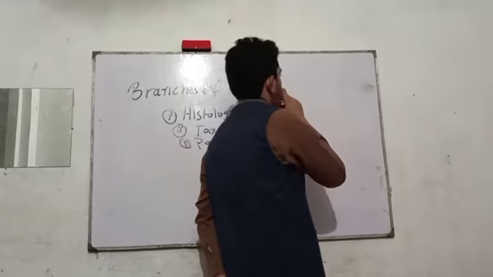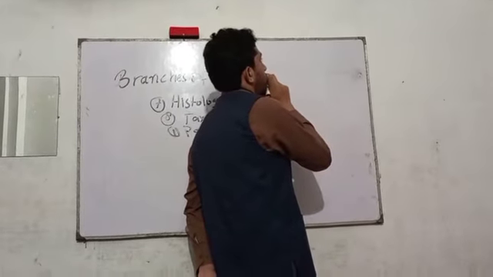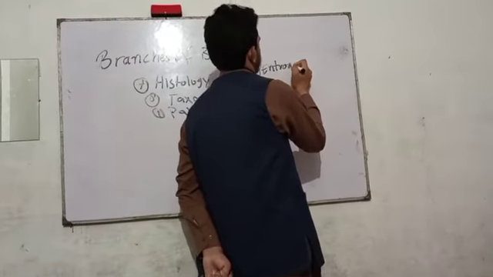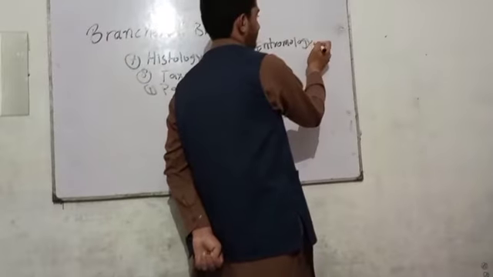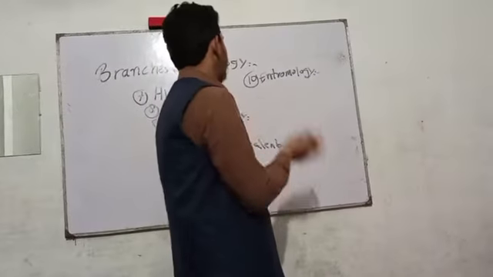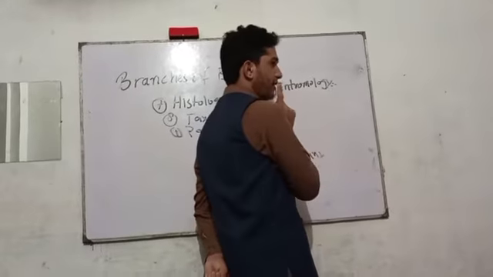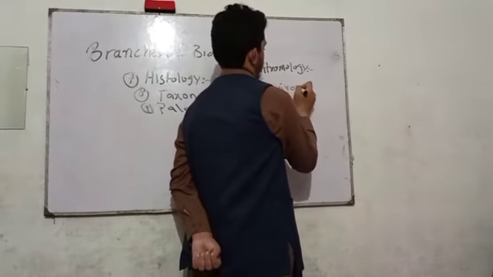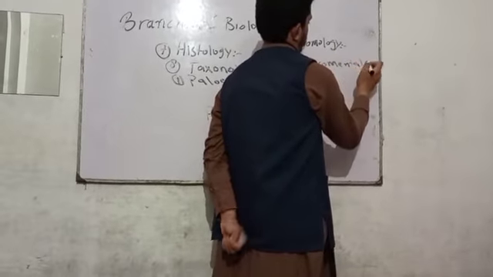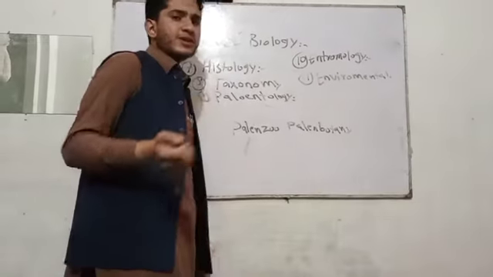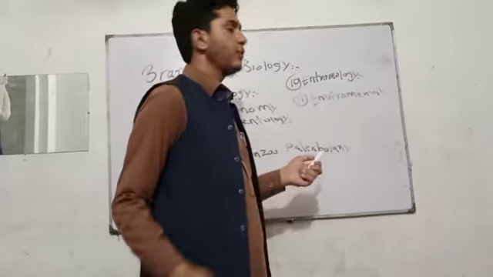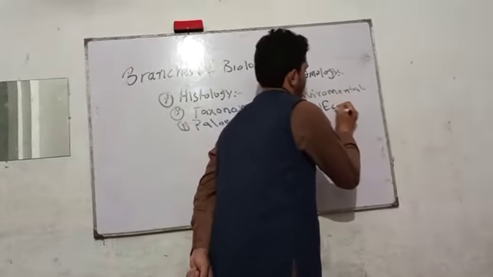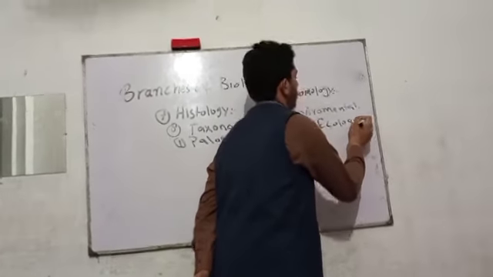Number 10 is entomology. Entomology is the study of insects. Number 11, environmental biology. The branch of biology which deals with the study of the environment and its relation with living organisms is called environmental biology. It is also called ecology. The study of the environment is called ecology or environmental biology.